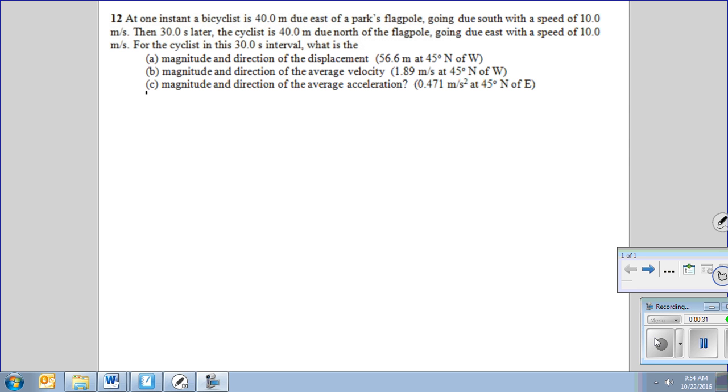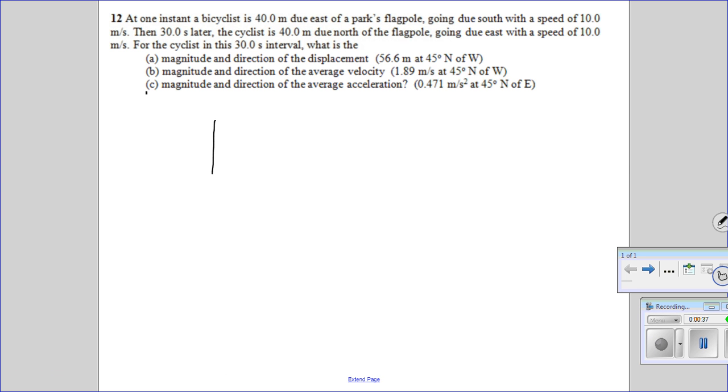So let's draw it. It sounds like everything is measured in relation to this flagpole, so let's draw ourselves a little coordinate system. We'll have the center of the coordinate system be the flagpole. Our first sentence says that he starts out 40 meters due east of the flagpole. So let's just go 10, 20, 30, 40. So he's right here. So here's our x-axis in meters. This will be our y-axis, also measured in meters.